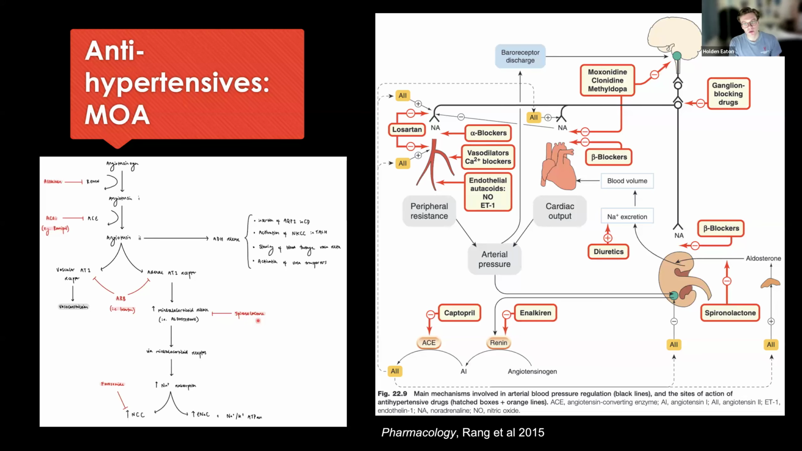So here I've given you two diagrams. The one on the left is just the renin-angiotensin-aldosterone cascade, and the one on the right is the whole system in general. But I thought it's useful for you guys to see where in a whole cascade or visual representation of the systems where each of the drugs act.